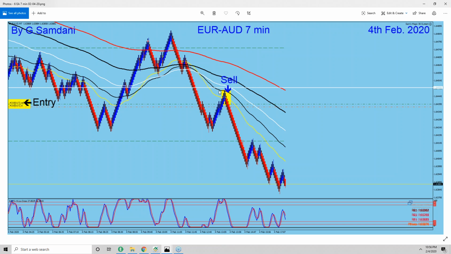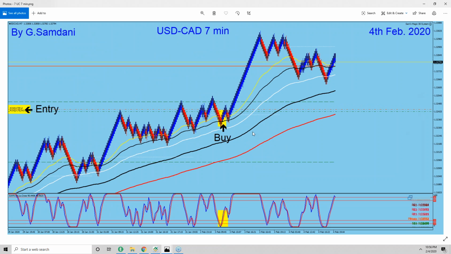Yellow is below the black line, and both are below the red line. Nice short setup. This indicates all the way up. I forgot to mark the yellow here, right? And then it went down. Similarly, if you look, it's just the opposite.